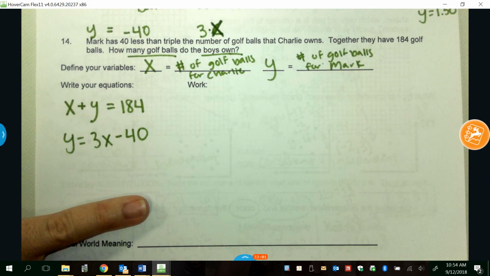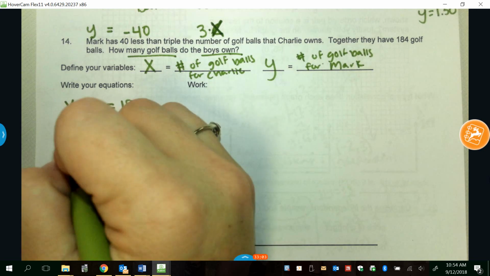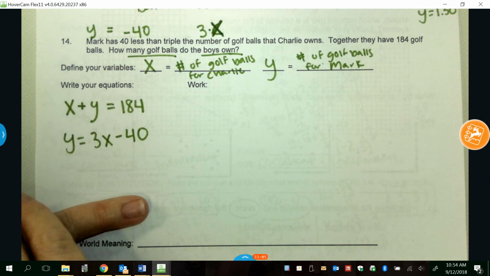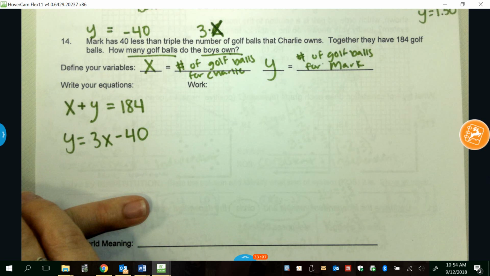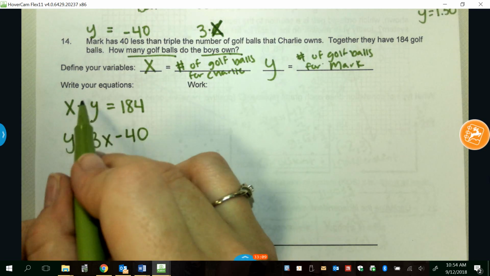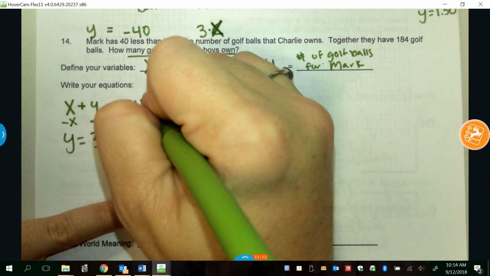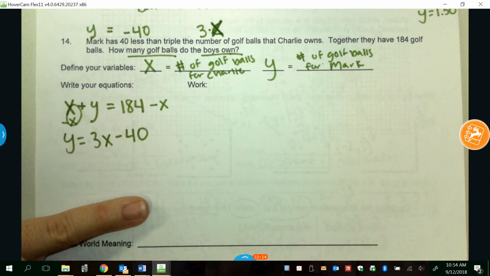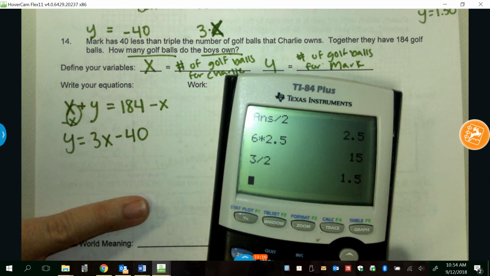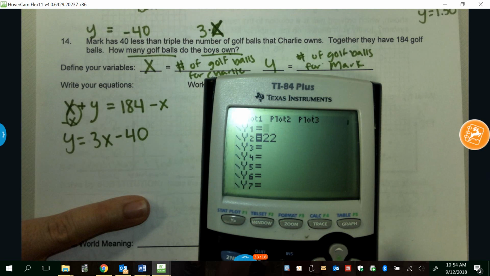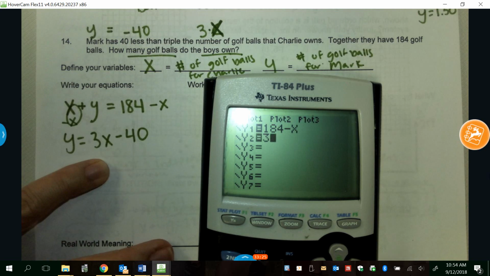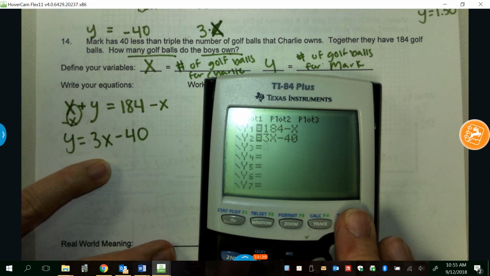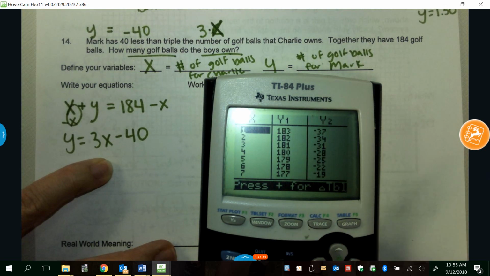Now here I feel like substitution is my best bet because I already have a lone variable. Now I could also do the calculator, which would be super easy, because can I get y by itself really easy? Yeah, I could subtract x from both sides and now y is by itself. So I'm actually going to do the calculator. I'm going to type in both of my equations. I have 184 minus x, and then I have 3x minus 40. Okay, second graph. I'm going to look at my table, and I'm looking for where they match.